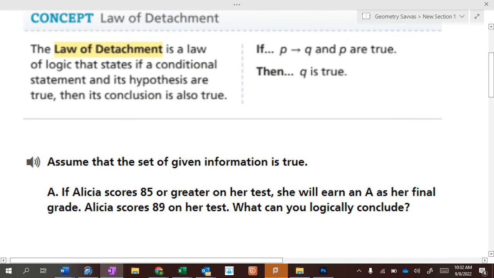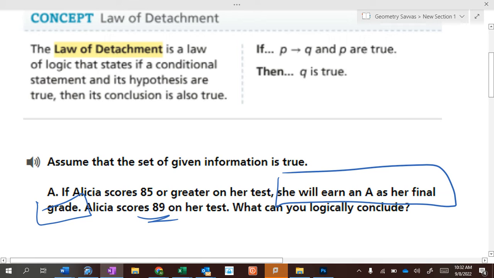Let's look at this one. If Alicia scores 85 or greater on her test, she will earn an A on her final grade. She scores an 89 on her test. What can you logically conclude? She will earn an A on her final grade. Easy peasy lemon squeezy. It is just straight right in front of you. It's so easy. She scores an 89, so this has to happen.